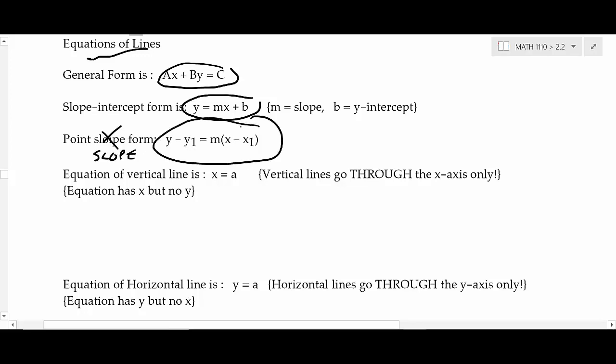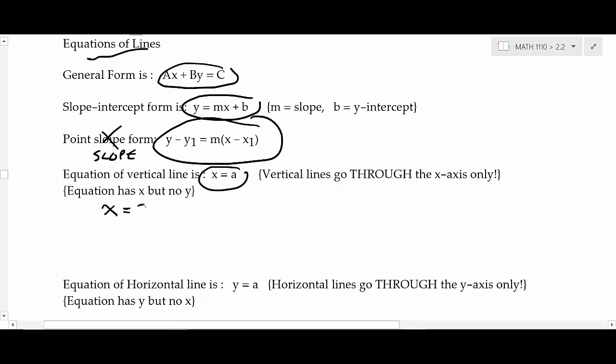Okay, so that's the point slope formula, which you use every now and then when you're working for that. And then I want to talk about what a vertical line is and what a horizontal line is. So if you have the equation x equals a, that's a vertical line. So let me give you an example and write this down.